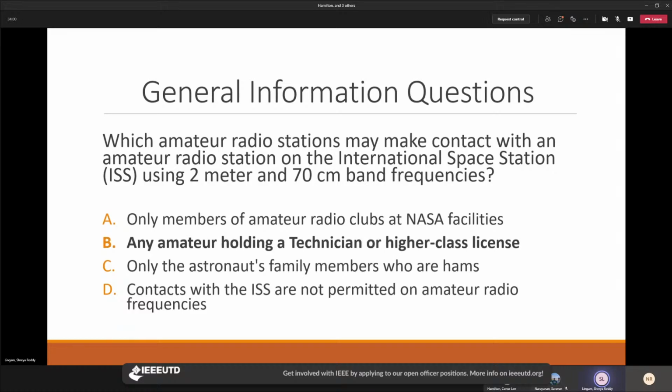Okay, the answer is B, any amateur holding a technician or higher class license. So there are no special requirements for licensing to be able to talk to a satellite or a space station. So as long as you have access to transmit on the uplink frequency, which is the frequency that satellites listen in on, you can communicate with it. So anyone with a technician class license or higher can communicate on the 2 meter and the 70 centimeter bands. So the technician class operators can make contact with the space station on these band frequencies.